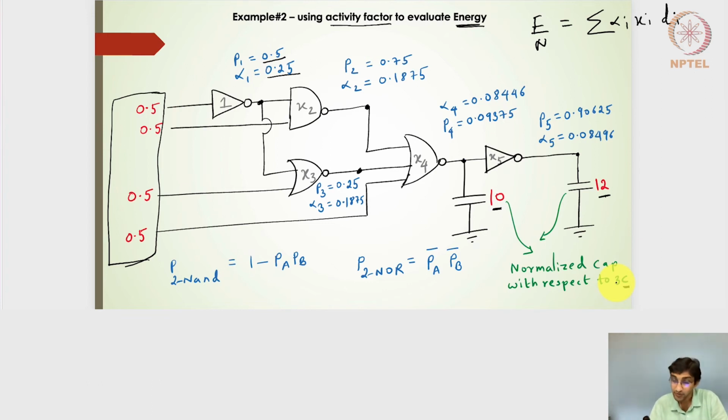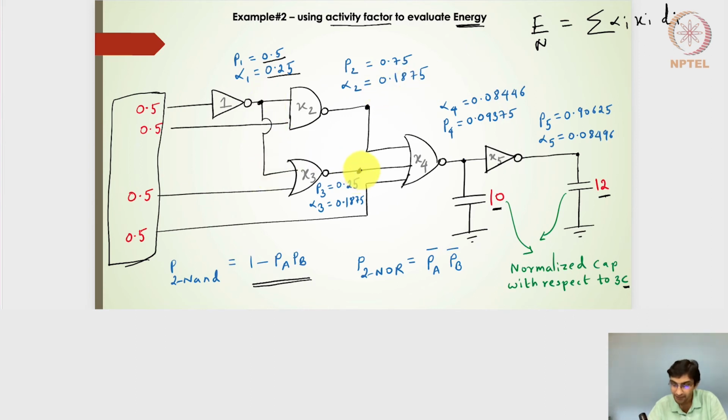So if I actually want to find out the activity factor of individual nodes, let's evaluate the activity factor of this output of the 2-input NAND gate, where the driving factor is x2. We need to find out the probability at the output of this 2-input NAND gate. One probability is 0.5 here, the other probability is coming from the input, 0.5. Right? So the probability at the output of the 2-input NAND gate is given by 1 minus PAPB. So I will have 1 minus 0.5 multiplied by 0.5, which is nothing but 0.75. So my activity factor will be 0.75 multiplied by 0.25, which will be 0.1875.